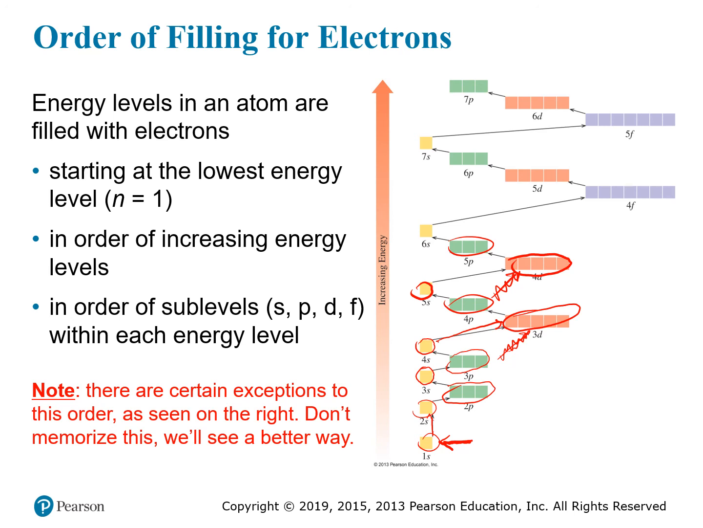Okay? You don't need to memorize this chart. One of the things we're going to learn in this lesson is how you can actually use the periodic table itself to reproduce a lot of this information and to figure out a lot of this ordering of the electrons in an atom.